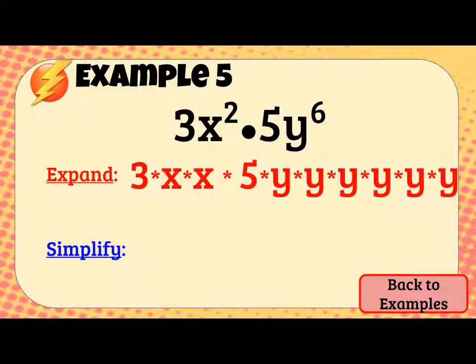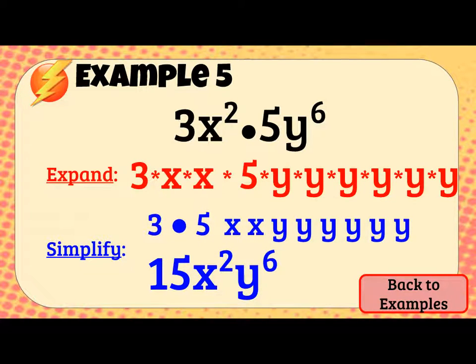So could I rearrange this? Absolutely. I would put those two numbers together, the 3 and the 5, to simplify it, and then my x's and my y's. So this simplified is really 15x squared and then y to the 6th power. So really the only thing that we could simplify down was the number pieces, by rearranging those numbers so that they went together. Okay, but look at the exponents, those ones stayed the same in this case.